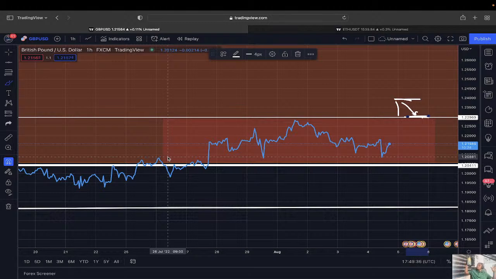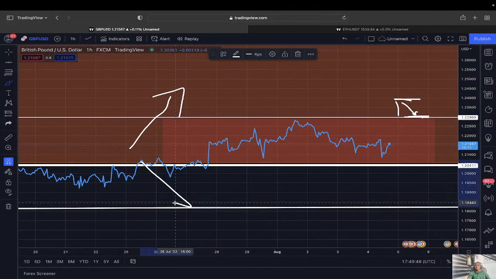Someone is asking, what do you mean by go long and go short? When you are going long, you are buying. That's long. When you are going short, you are selling. That is short. Go short means sell, go long means buy.